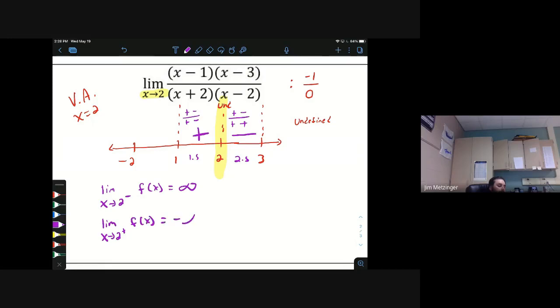Right side of 2, the vertical asymptote goes down, which means that this two-sided limit, we actually have no option other than to say that this does not exist. If they both went the same direction, I could say infinity or negative infinity, but they don't. So I got to say D and E. Nothing I can do.